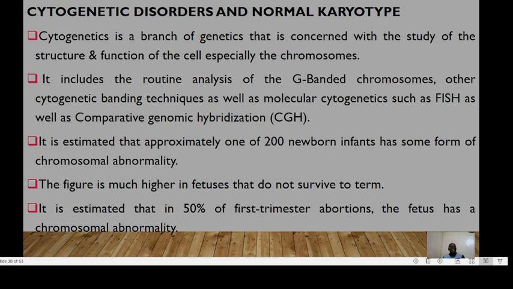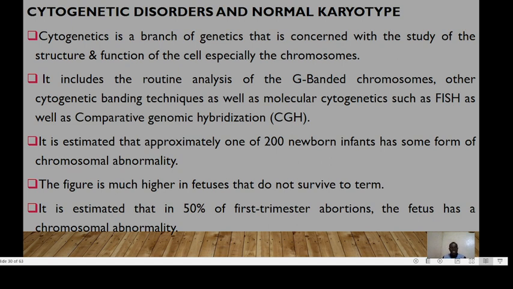So guys, we have cytogenetic disorders and normal karyotype. Remember, cytogenetics is a branch of genetics that is concerned with the study of the structure and function of the cell, especially the chromosomes. It includes routine analysis of G-banded chromosomes, other cytogenetic banding techniques, as well as molecular cytogenetics such as FISH, as well as comparative genomic hybridization, the CGH.